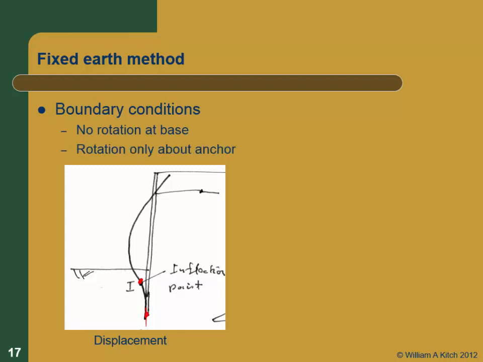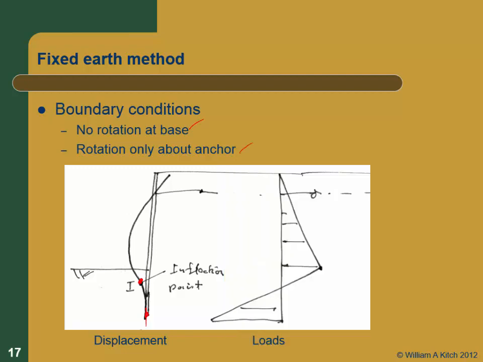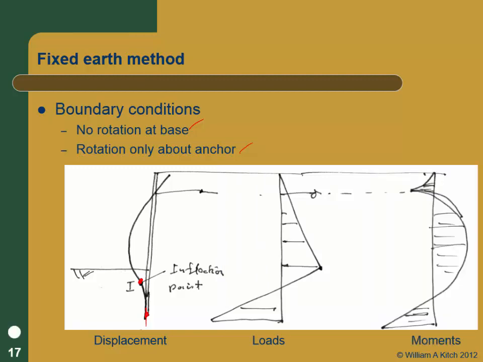So I said this already. We're assuming there's no rotation about the base. There's rotation only about the anchor. So at the inflection point, we're going to have no moment at the inflection point. So our moments look something like this.